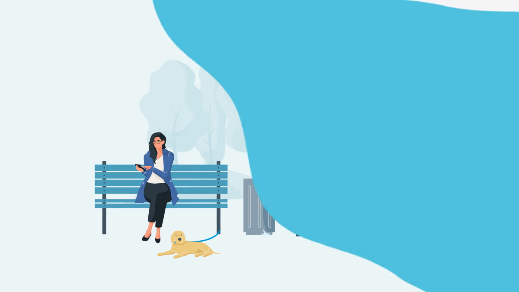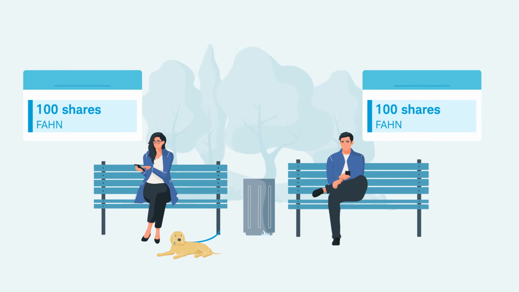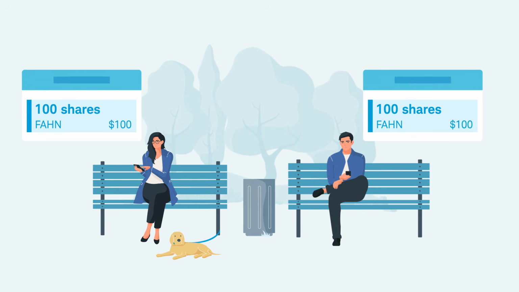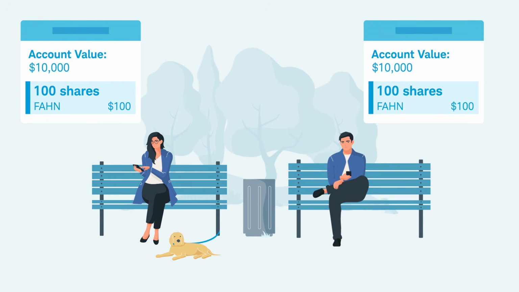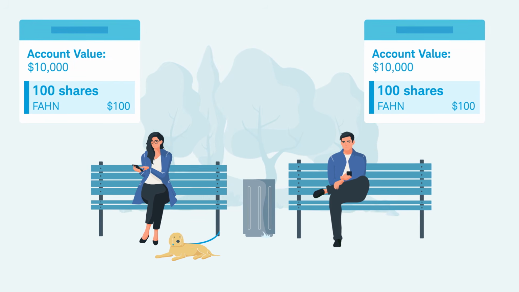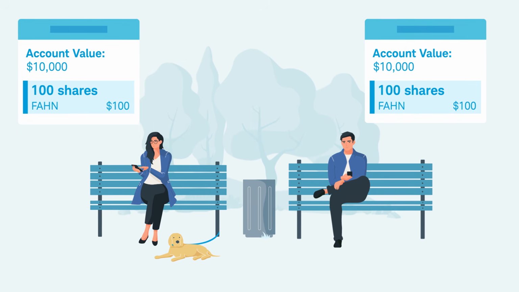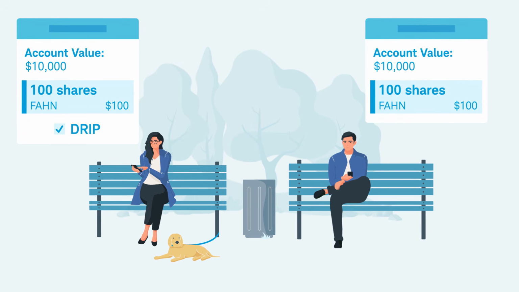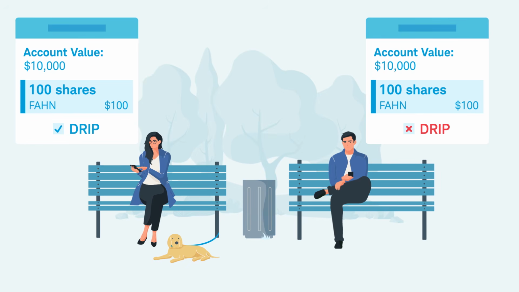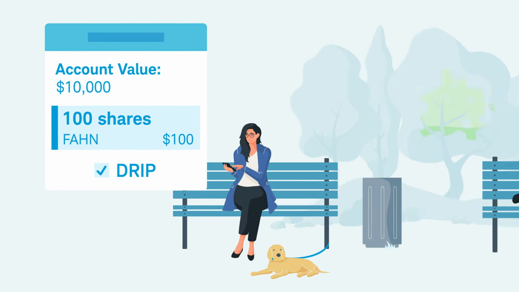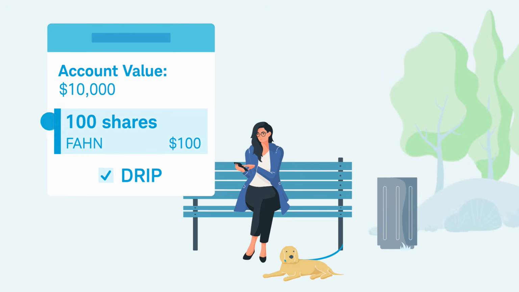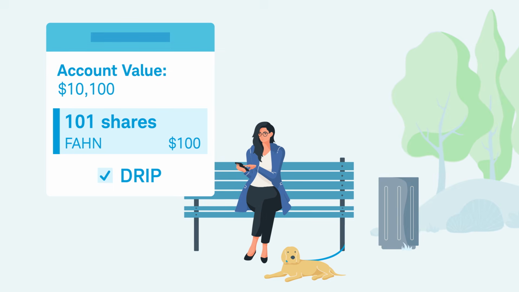Imagine that there are two investors who own 100 shares of a company that is currently trading at $100 per share. This company pays out an annual 4% dividend. The first investor has enrolled in a DRIP, whereas the second investor keeps the cash from the dividends without reinvesting it. The DRIP allows the first investor to automatically buy an additional share of that stock during the first quarter.